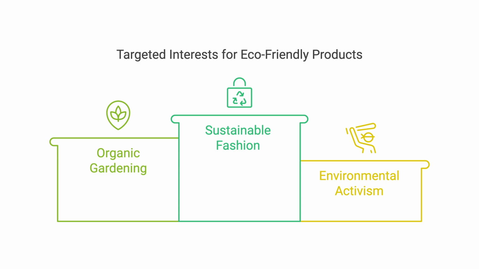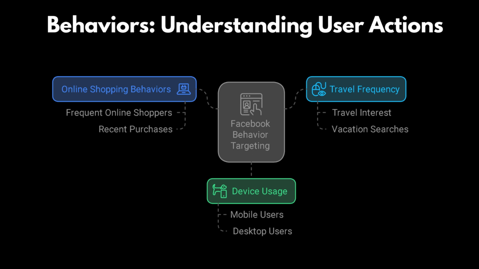2. Interests. Tapping into passions and hobbies. Moving on to interests, this is where you can get creative. Facebook allows you to target users based on their hobbies, interests, and the pages they engage with. This targeting can significantly enhance your ad relevance. Let's say you sell eco-friendly products. Instead of broadly targeting green living, refine your audience by specifying interests like sustainable fashion, organic gardening, and environmental activism. By narrowing your focus, your ads will be shown to individuals who are more likely to appreciate and purchase your products.